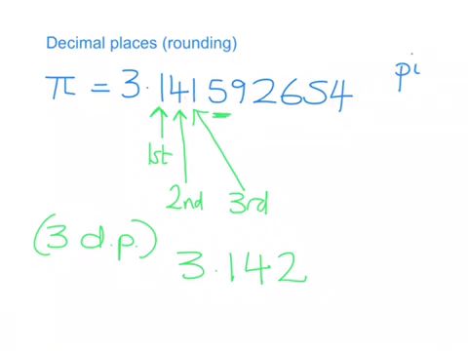And obviously in my answer, when I've rounded it to 3 decimal places, I've still maintained the correct place value, so I've still got the 3 units, so it's 3.142.